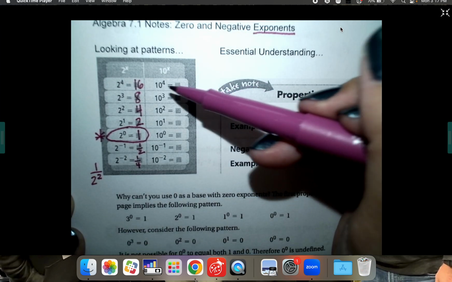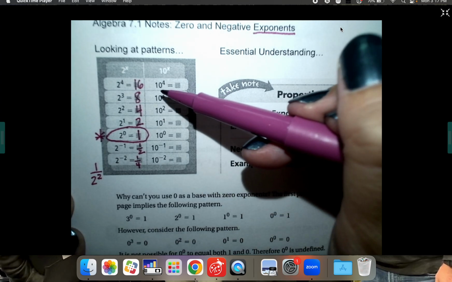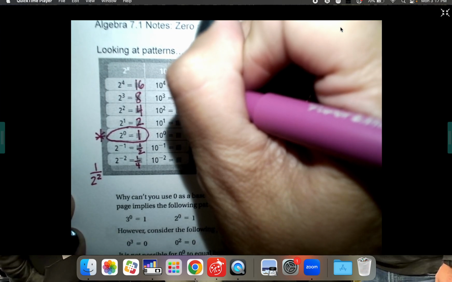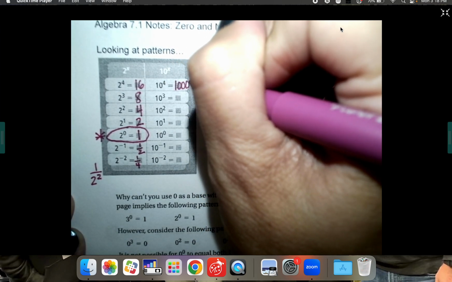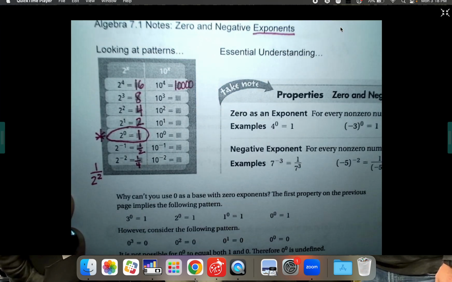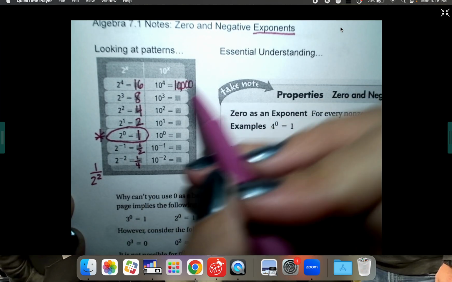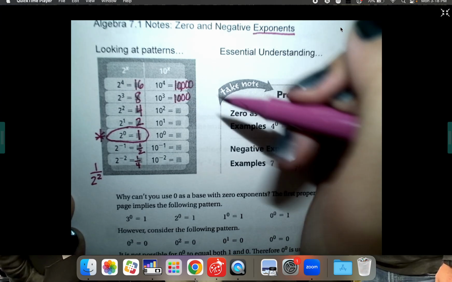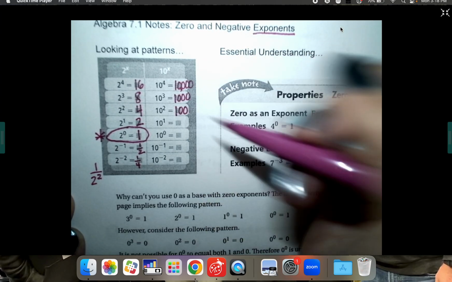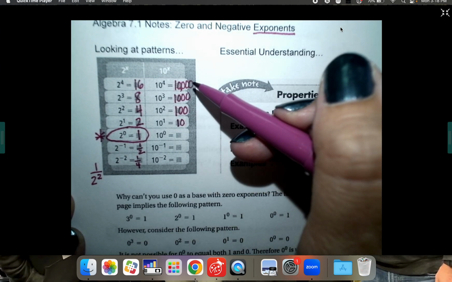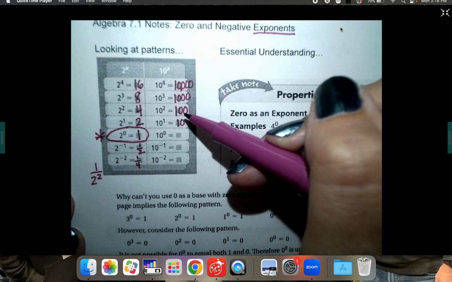Okay, let's do the same thing with the powers of 10. 10 to the fourth power is 10 times 10 times 10 times 10. Or it's a 1 and 1, 2, 3, 4 zeros. So 10 to the fourth power, 10,000. All right. 10 to the third power is going to have 3 zeros. 10 to the second power is going to have 2 zeros. 10 to the first power is just 10. See what we're doing here? We're cutting off a 0 each time.